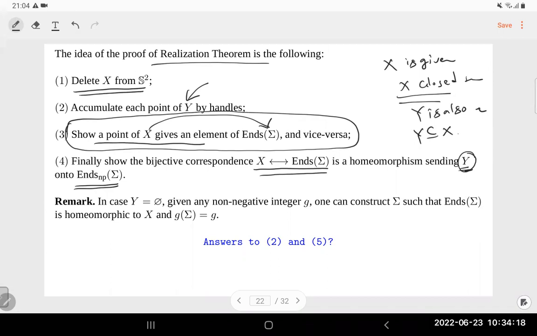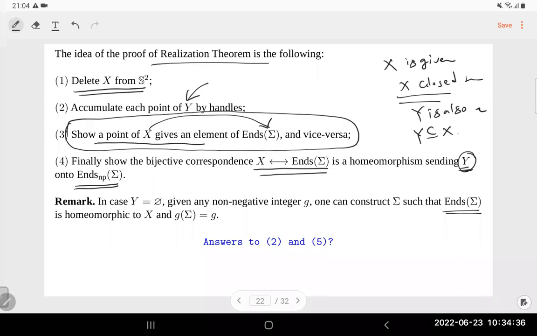All right, and in the case of Y equal to empty, you can just add finitely many handles, no problem. It won't affect the space of ends because we are just adding finitely many handles. Using finitely many handles, you can't accumulate at a puncture.